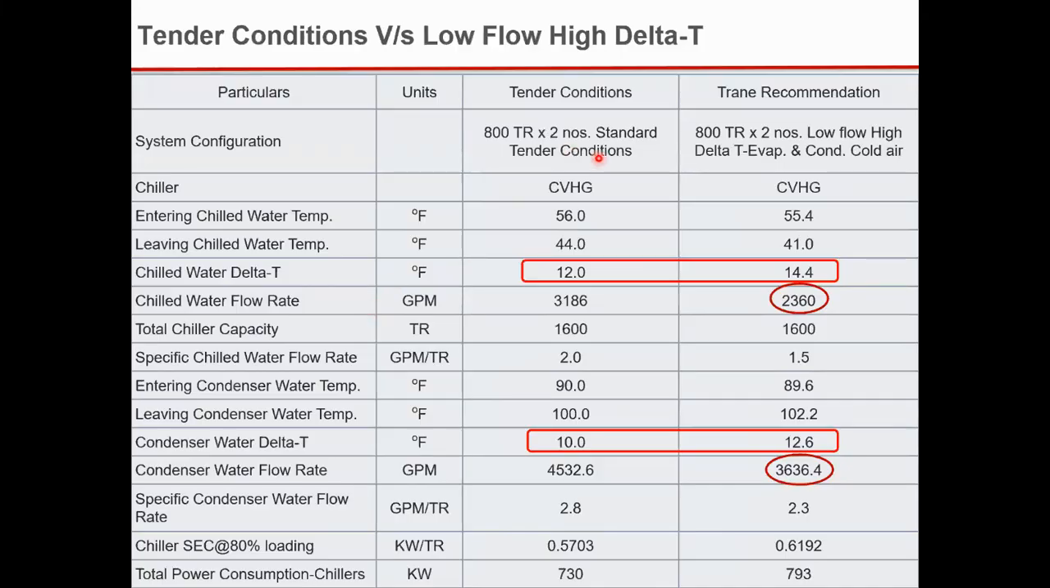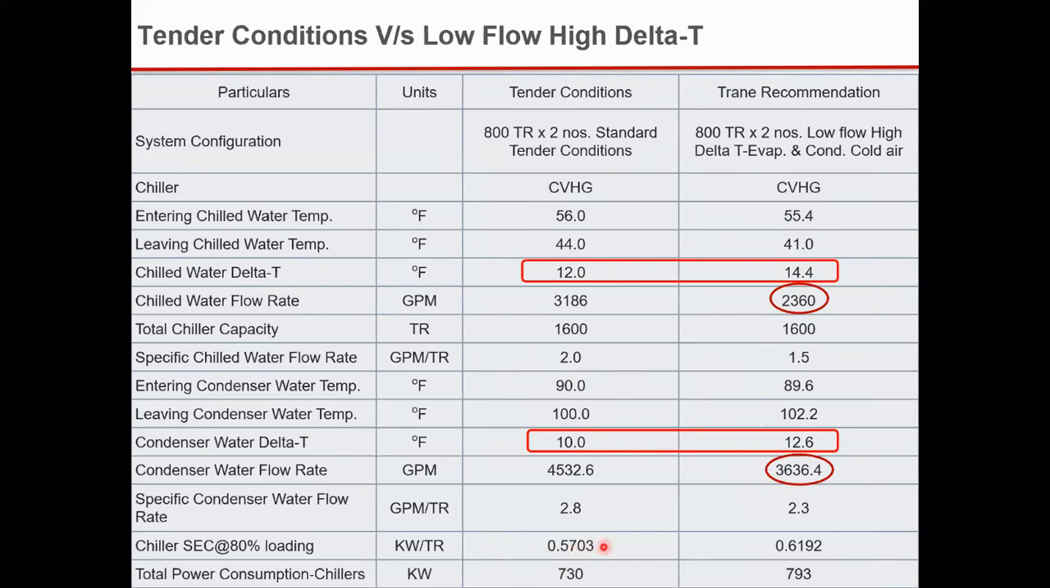Similar thing. Initially, it was a 12 degree delta T system, which we proposed to the customer to make around 14.4 degree delta T, from 12 to 14 degrees. See the reduction in the flow rate of the pump, and also the reduction in the flow rate of the condenser water pump. This is a two chiller configuration.